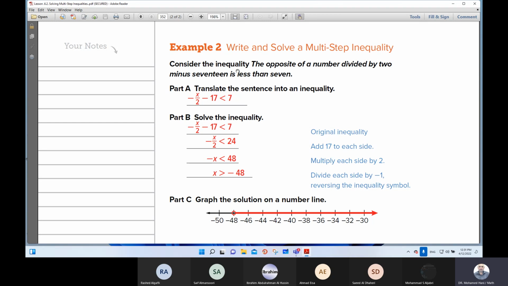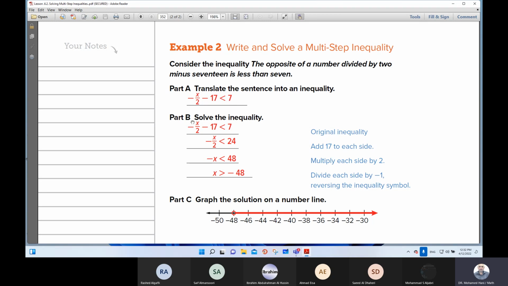Consider the inequality: the opposite of a number. We don't know the number, so represent the number as x. What is the opposite of x? Minus x. Divide by 2. So the expression will be minus x over 2, minus 17, is less than 7. So this is the inequality.